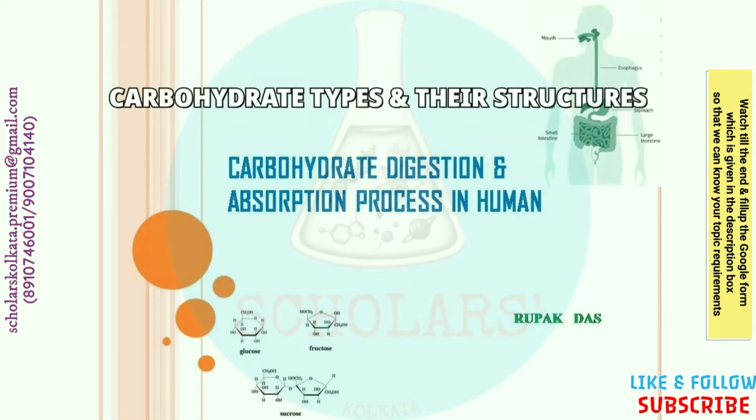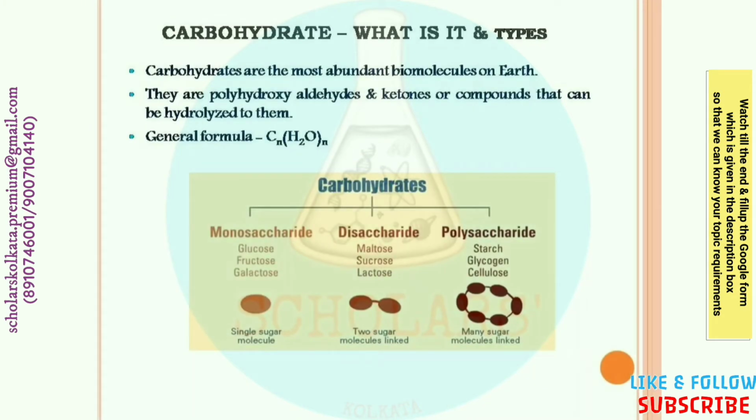So let's begin. At first we will discuss what carbohydrate is and what the types of carbohydrate are. Carbohydrates are basically polyhydroxy aldehyde or ketone compounds, which are the most abundant biomolecules present on earth. What are the roles of aldehyde and ketones in the creation of carbohydrates? That we'll discuss later in this video.